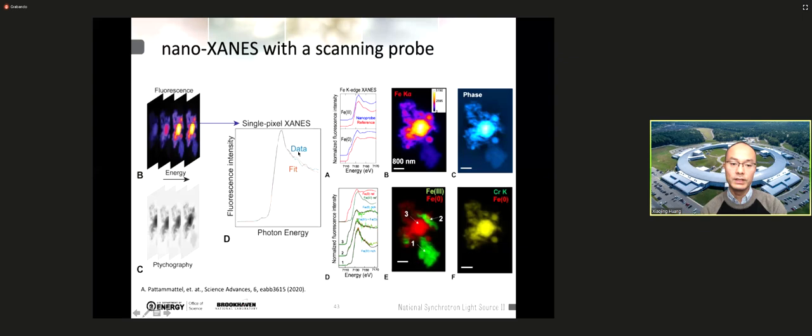And then we can apply the XANES fitting techniques to get the chemical states for the target element. And this method will give you not only the chemical sensitivity, but also oxidation state sensitivity. Okay, I think we'll take a break over here.